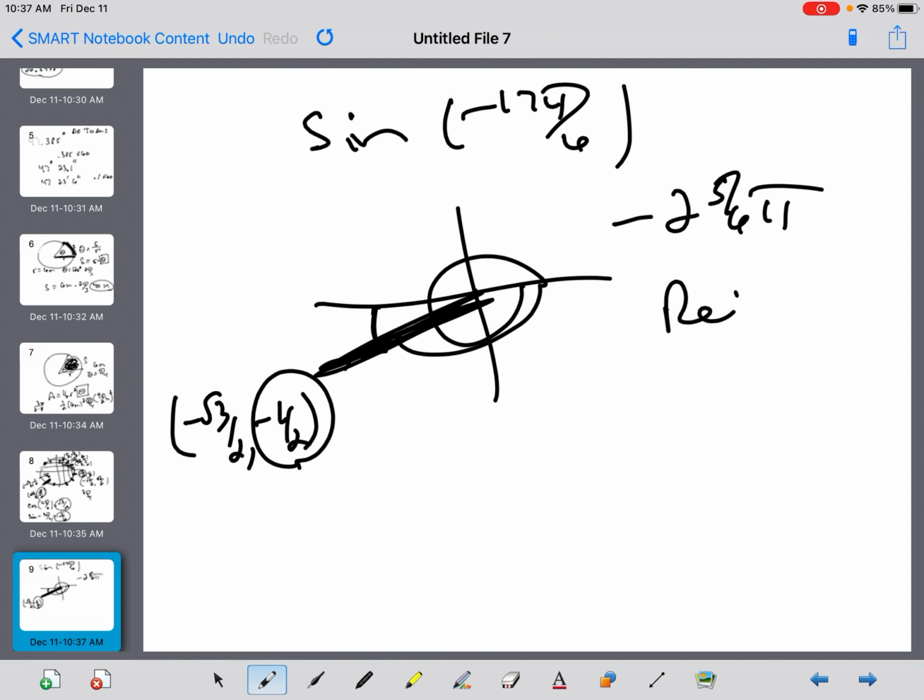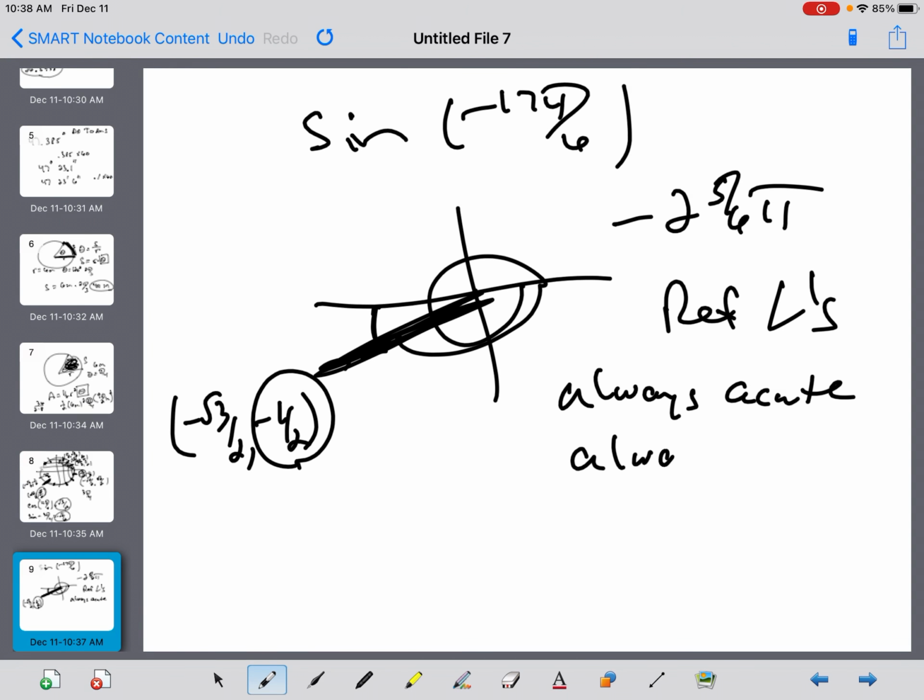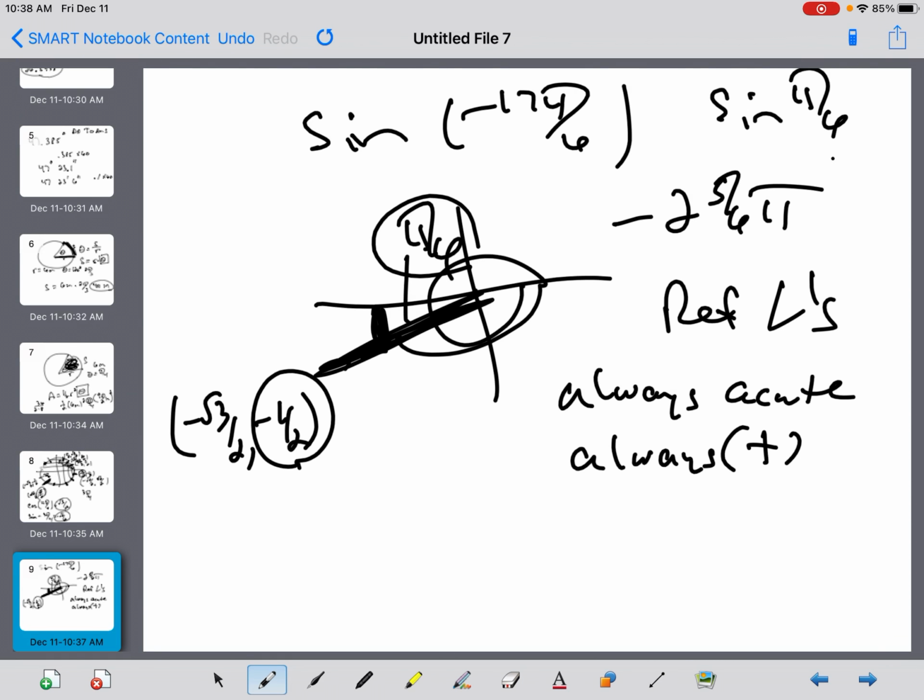Now, reference angles are always acute, always positive. So the acute angle for this is that angle up there. The reference angle would be pi over 6. So if I wanted to use reference angle to do this, I could find the sine of pi over 6, which I know is 1/2. Now my answer is either going to be 1/2 or it's going to be the opposite, negative 1/2, depending on the quadrant. Well, sine in quadrant 3 is negative, and that's why I have to go with that.